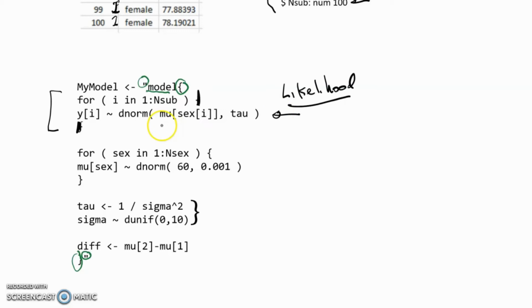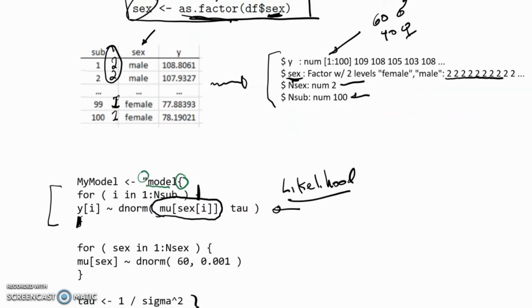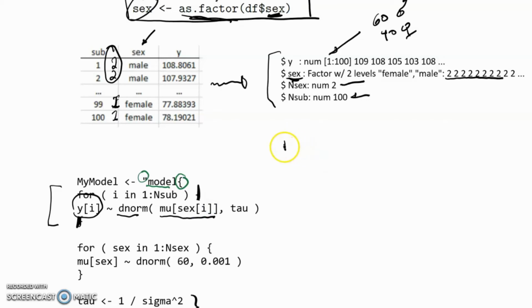The challenge here, as before, the thing I always struggle with, is this double square bracket nested indexing. So let's do a review once more of how that would work. We've got these y values arising from a normal distribution where the mean is specified this way. So let's see how that would work. We've got mu, sex, I.